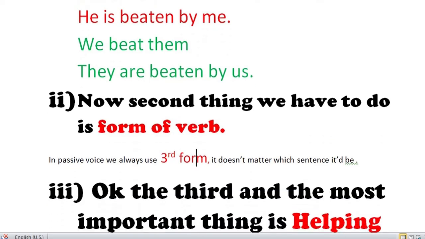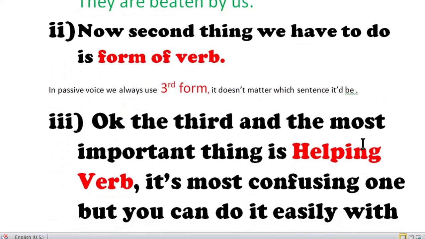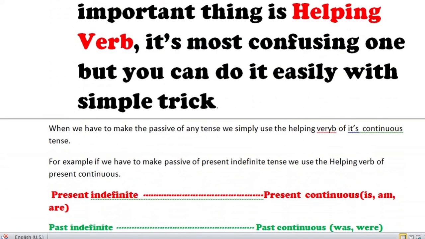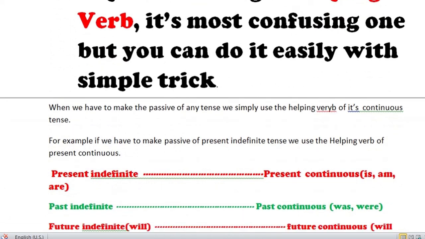Next, the last and the most important thing, and that is the helping verb. It's the most confusing one, but you can do it easily with just a simple trick. So what's the simple trick? It's so simple. When we have to make a passive voice of any tense, we simply use the helping verb of its continuous tense. For example, if we have to make passive voice of the present indefinite tense, we use the helping verb of present continuous.